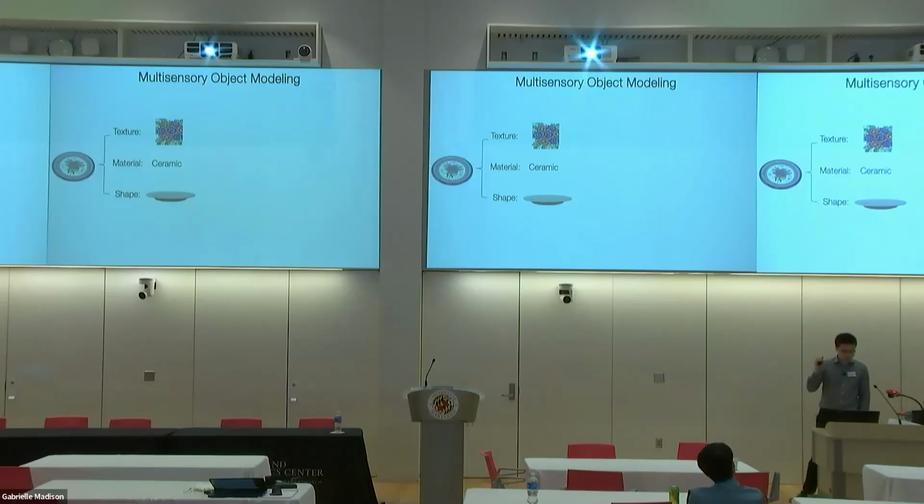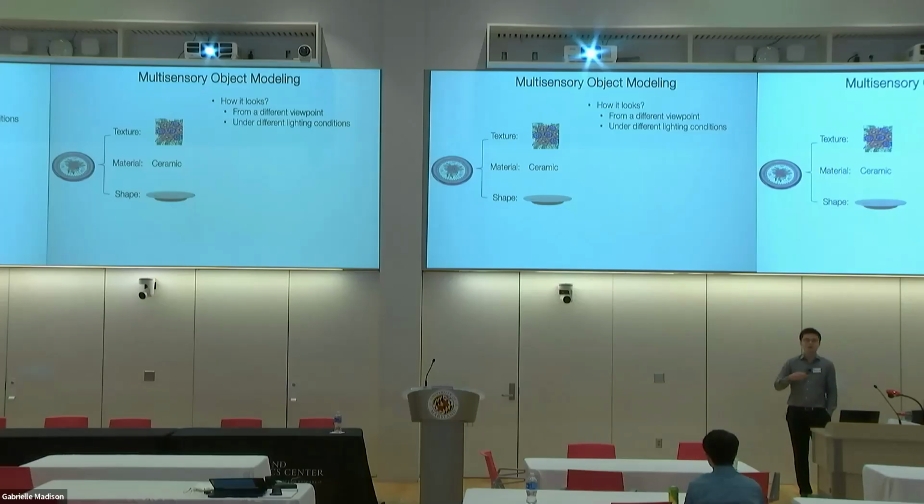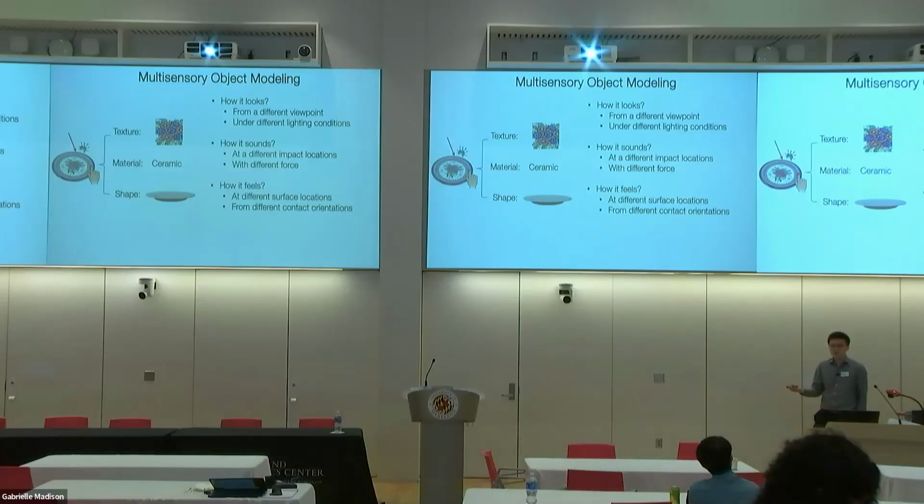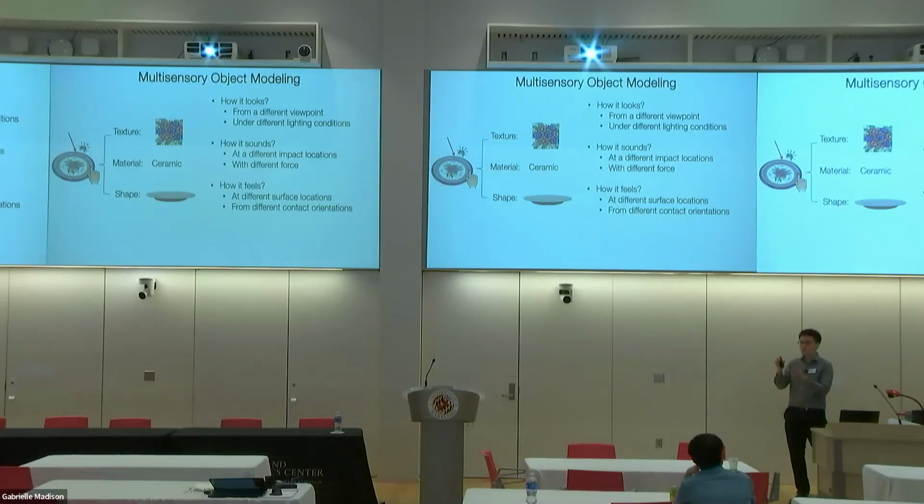When we see an object like a wine glass or a plate like this, we're interested in multiple aspects of it, right? It has a certain color and texture, a certain material property like ceramic, and a certain 3D shape. So we are interested in how it looks, maybe from a different viewpoint or under different lighting conditions. We're also interested in how it sounds, maybe at a different impact location with different force. And we're interested in how it feels. We might use our hand to sense its surface at different surface locations, also from different contact orientations.